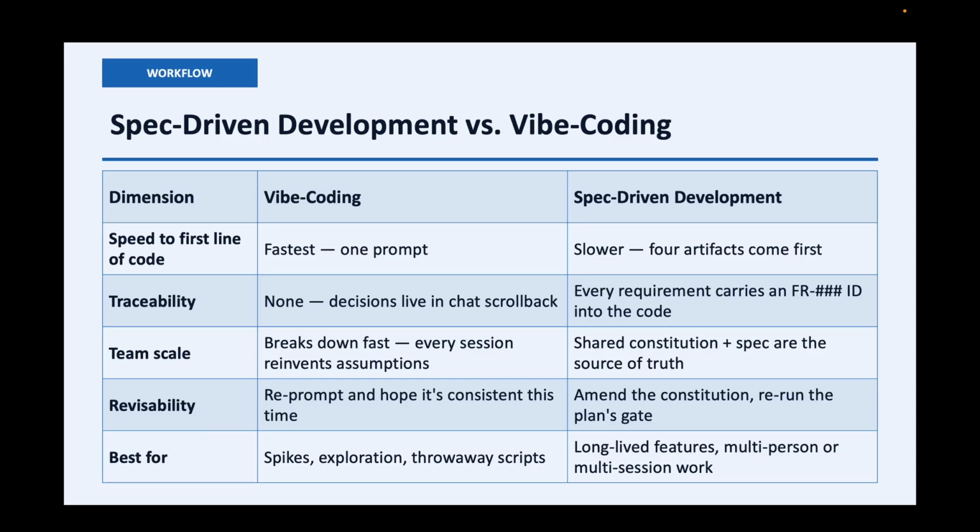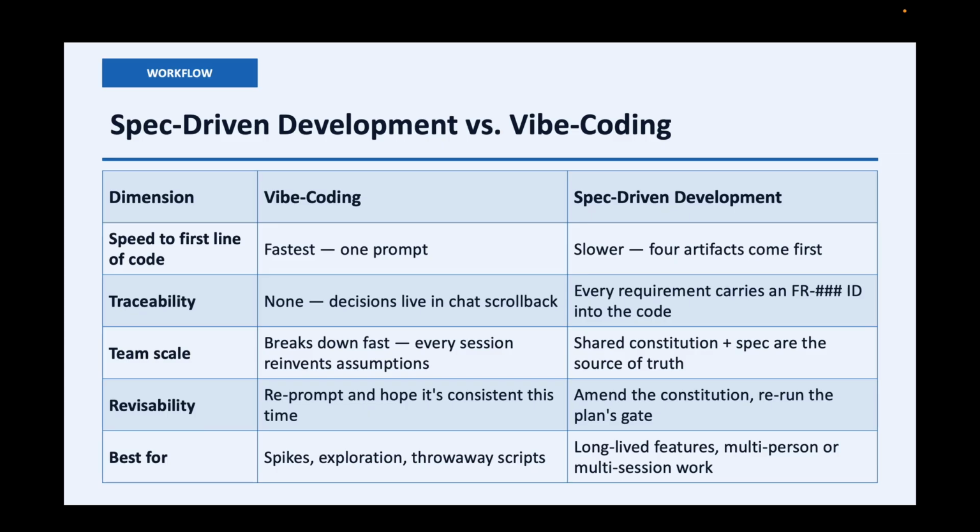Spec-driven development will carry the features through this identifier. We can see clearly that process and flow throughout this process. Also, when we have vibe coding on a team, it's going to break very fast. The reason why is every new session will reinvent new assumptions. It's hard to keep track of every individual member of the team's implementation. Why did they implement? What happened behind the scenes?